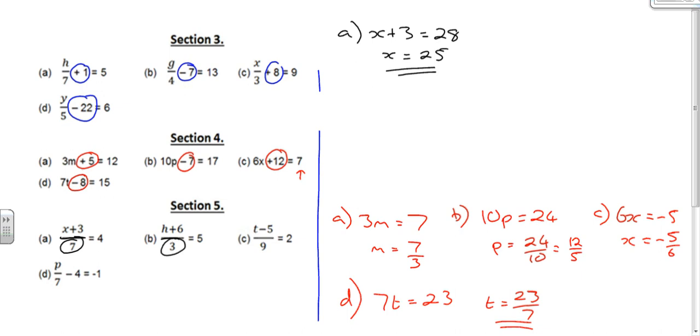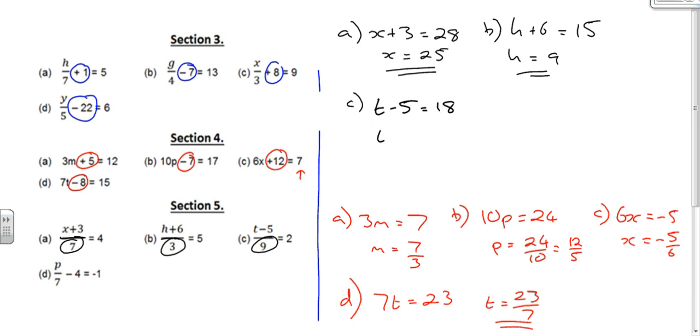Okay, so question B, we've got the whole thing divided by 3. So we've got to get rid of that divided by 3. So with question B, we've got h plus 6 equals 15. Then we take away the 6, we've got h equals 9. Question C. We've got the whole thing divided by 9, so to get rid of the divided by 9, we times by 9. So t minus 5 equals 18. And then to get rid of the minus 5, we add 5, so that's going to be 23.